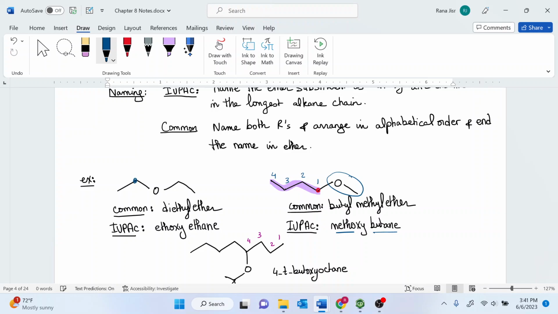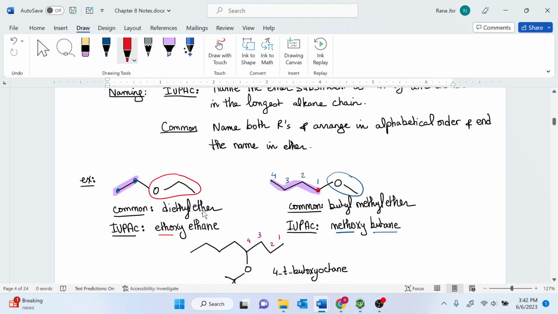Same thing over here. Your longest carbon chain is going to be 2 carbons, and on the first carbon, I do have an OCH2CH3. So this is going to be an ethoxyethane ether. To me, common names are for smaller ethers. And to name ethers, simply you name the 2 R groups. If they are not branched, you can name those as common. So name the 2 R groups and stick the word ether at the end. This is going to be diethyl ether.